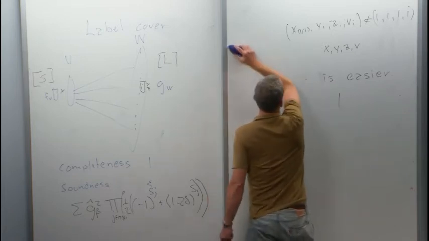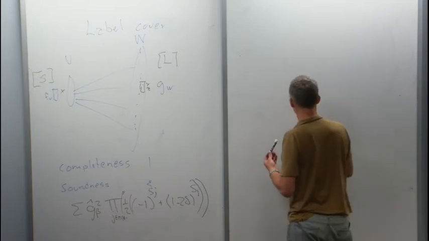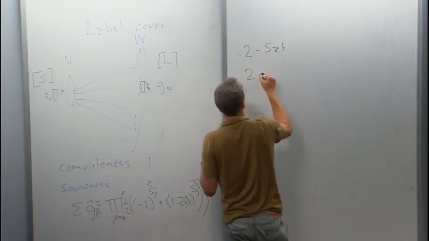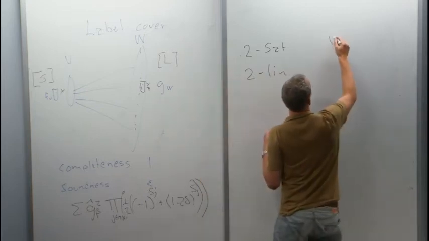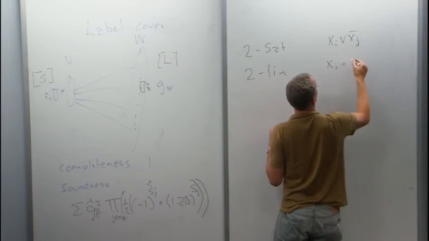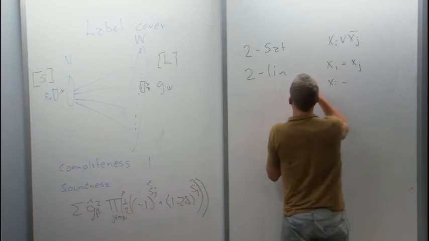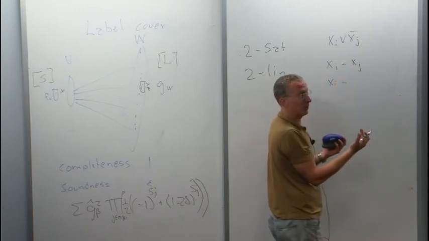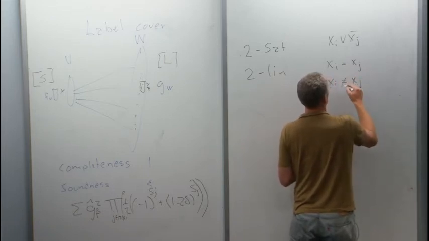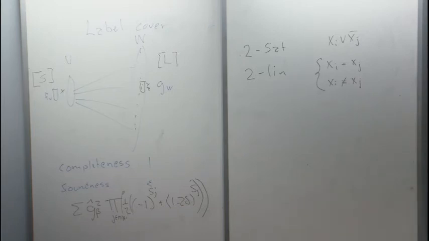Okay, let's do 2-SAT. So the next problem I want to talk about is 2-SAT or 2-LIN. Well, 2-LIN is really linear equations with 2 unknowns, but there are only two ways to have linear equations with two unknowns, and that's sort of equalities and inequalities.